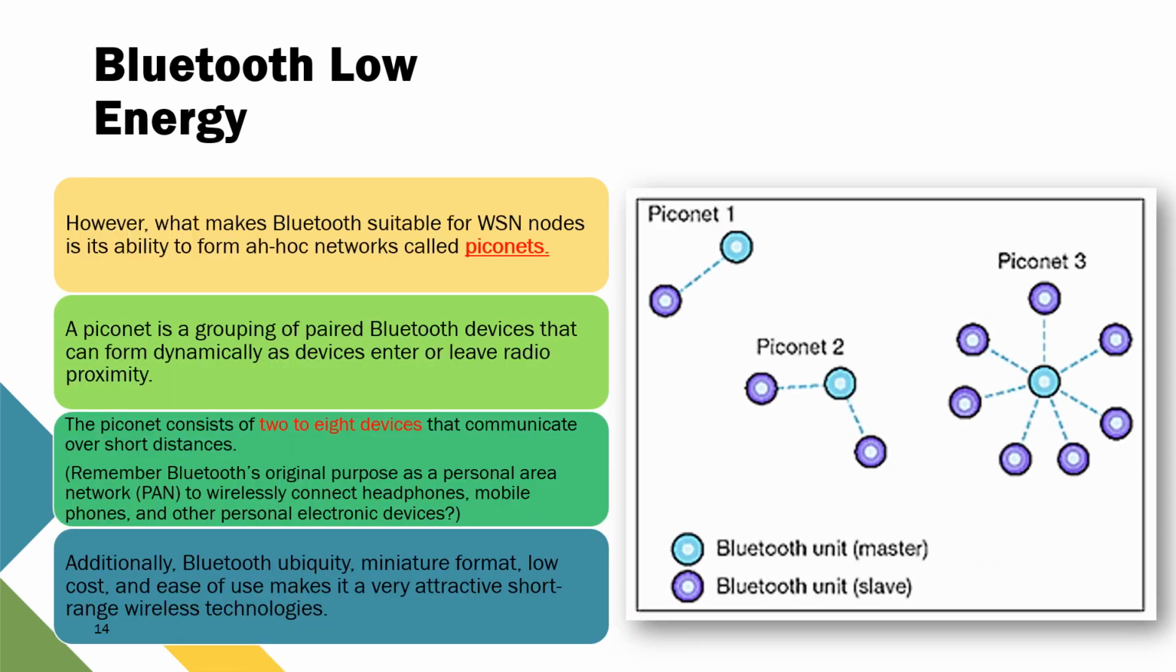So this advantage, the system that I've mentioned previously, is called Piconets. A Piconet is a group of paired Bluetooth devices that can form dynamically as devices enter or leave the radio proximity, meaning that whenever the parts enter that main master connection of the Bluetooth area, automatically that Bluetooth unit, which is the slave, will be connected to the master Bluetooth unit. The Piconet consists of 2 to 8 devices that communicate over short distance.